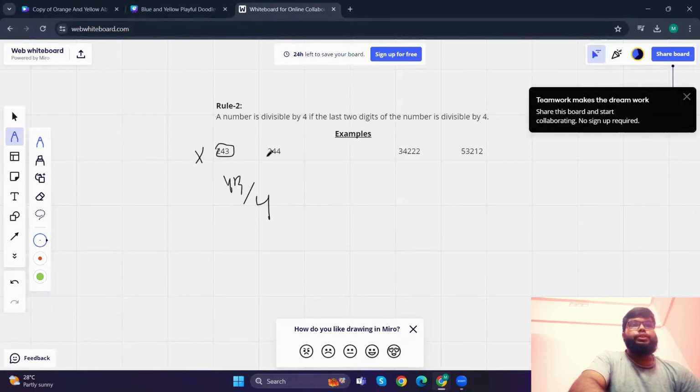So the second number 244. So 44 is the last two digits. So 44 by 4 is divisible by 4. So the number will be divisible by 4. Then the next number 34222. So last two digits are 22, which is not divisible by 4. So the number will not be divisible by 4.